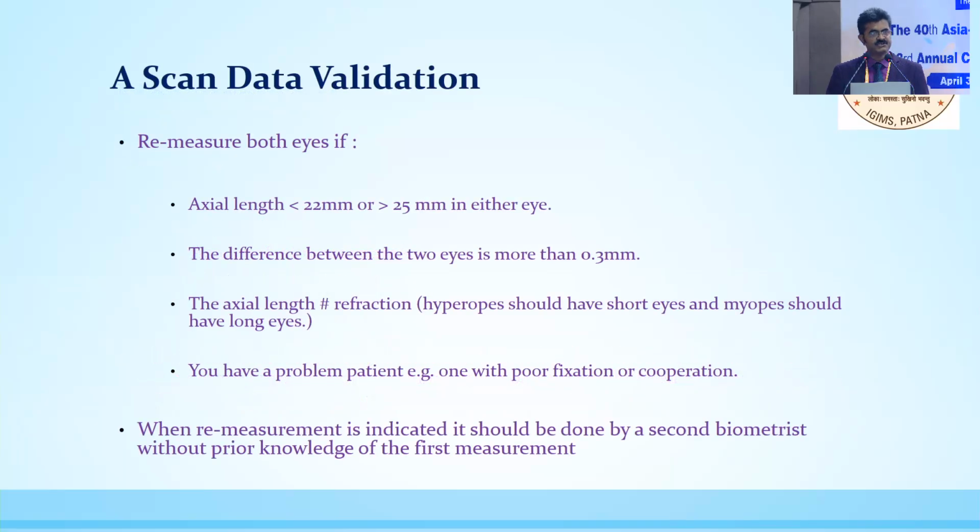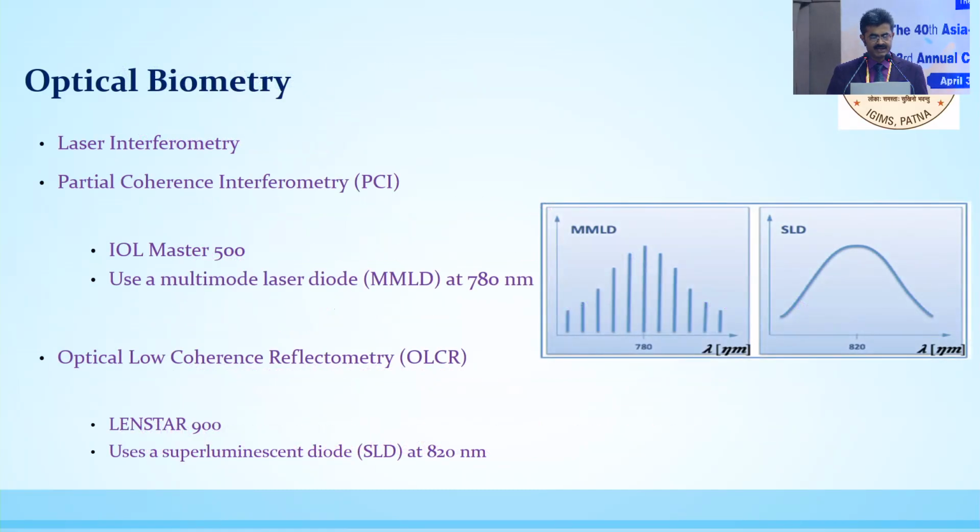Now, A-scan validation again is done if the measurement has to be remeasured if your axial length is less than 22 or more than 25, or there is a difference of more than 0.3 in both eyes, or you have a problem with the fixation, or there is a difference in the refraction. So when a remeasurement is done, definitely it should be done without bias. One should not be knowing what error is coming.